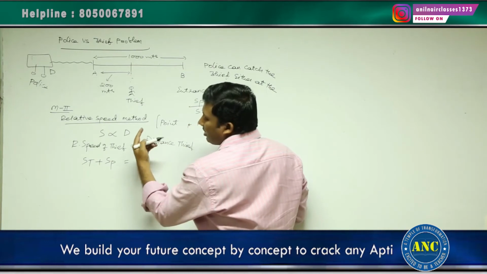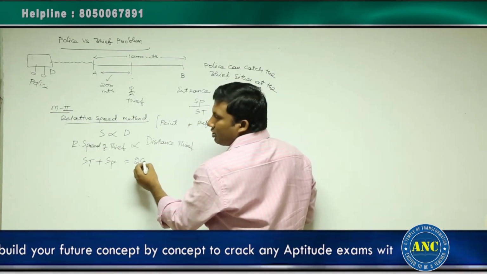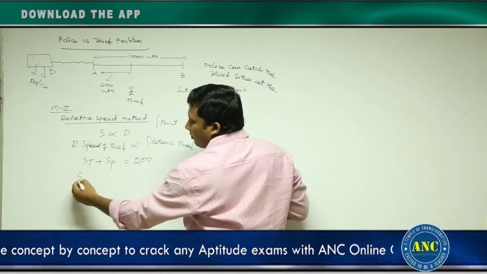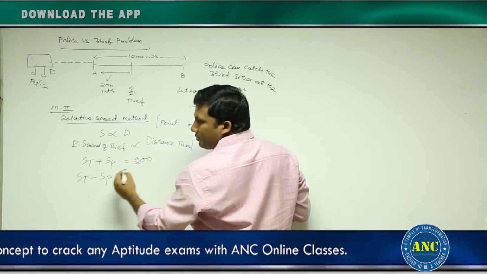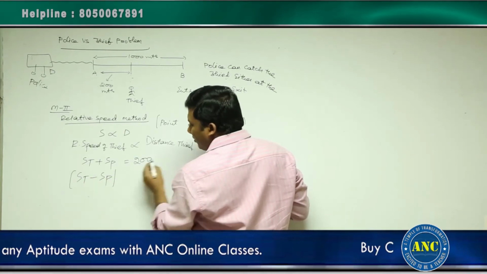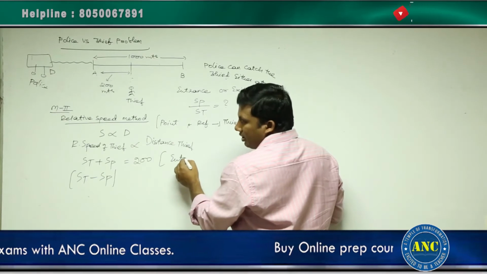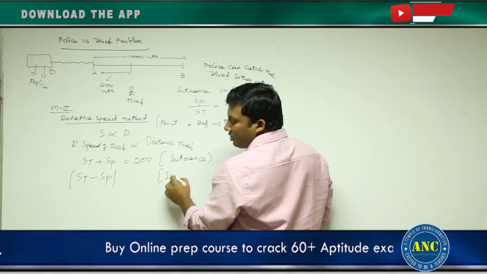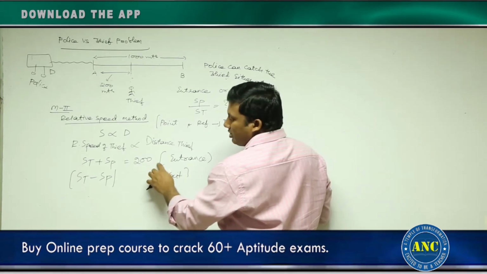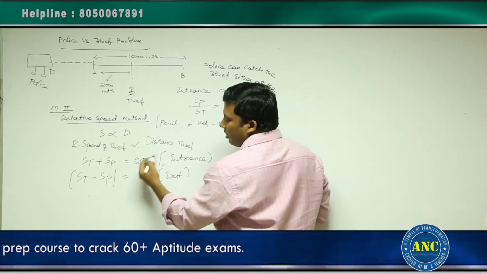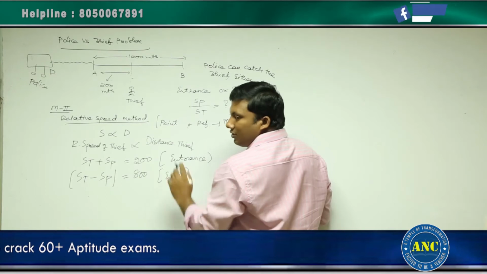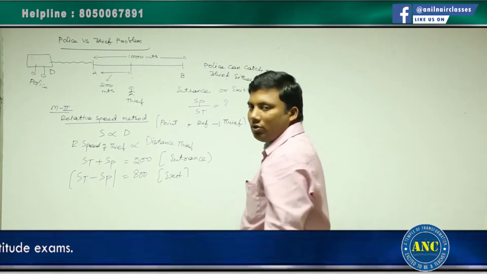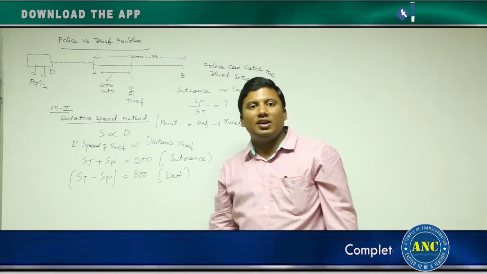Equivalent to, what is the distance traveled by thief at the entrance? 200. Suppose st minus sp. Well, this is for the entrance. Entrance means they both are traveling in the same direction. Exit means they both are traveling in the opposite direction, so this is opposite direction, this is same direction. What is the distance traveled by thief? 800. Using componendo and dividendo, you will get the answer.